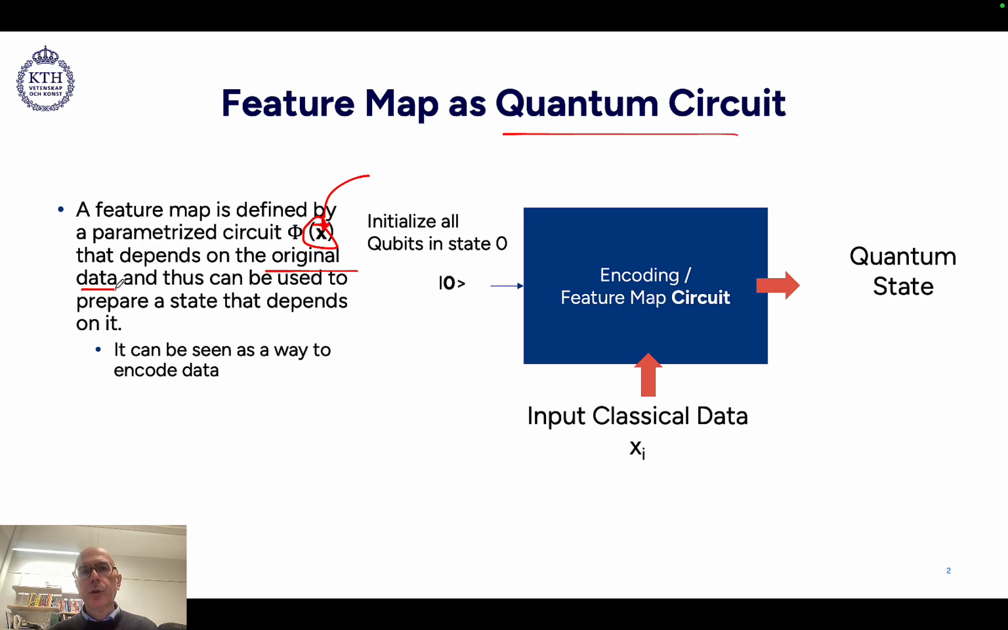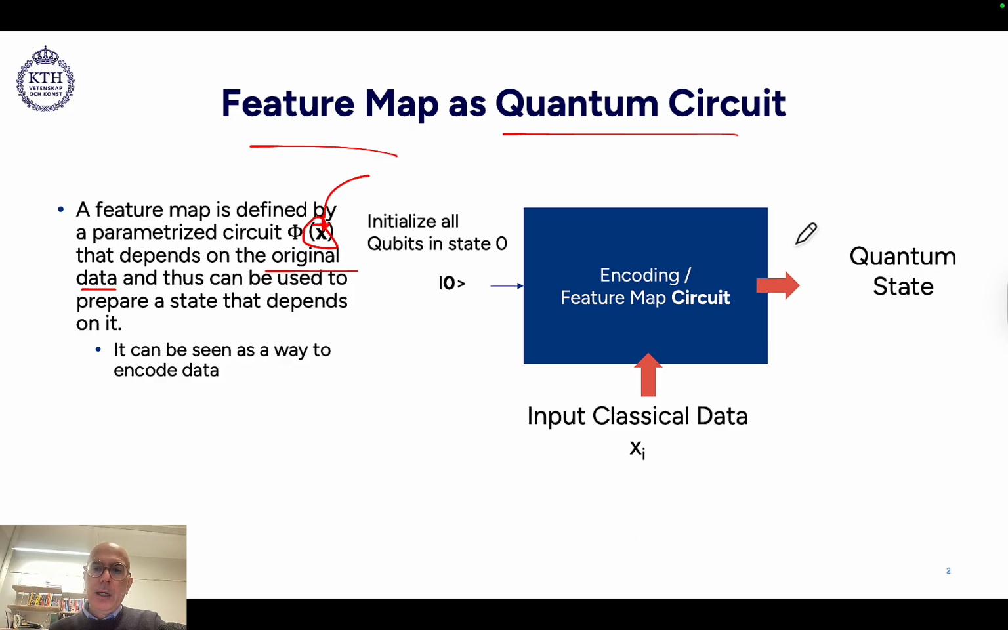A feature map can also be thought of as an encoding technique. So we go from a classical description of our data into a description that uses the quantum state. So it's a sort of encoding. You also hear people talking about quantum embedding technique. That's also another name you will hear when talking about feature maps. It's basically the same thing.